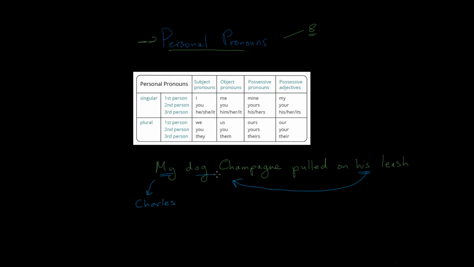And in fact, the dog, Champagne, is what we call the antecedent. So antecedent, that literally means that which goes before. It's the noun that comes before the pronoun and which the pronoun refers back to. So this is a pretty clear example of how personal pronouns can be used in a sentence.